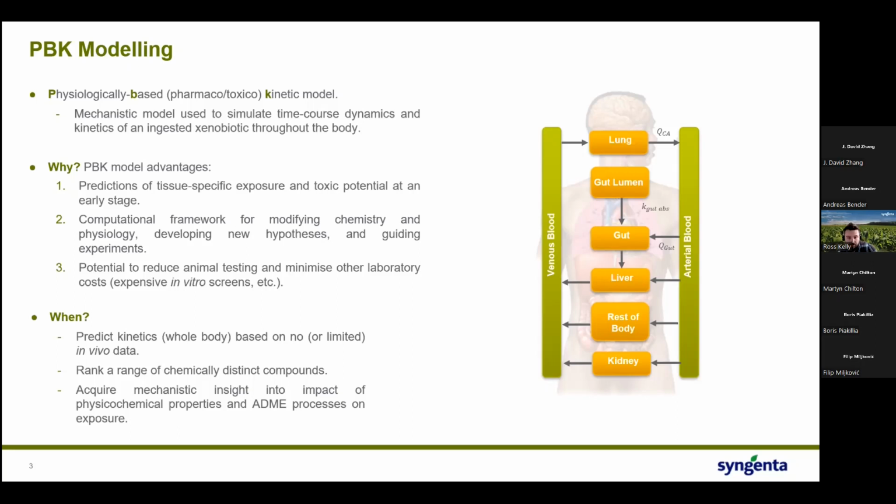So first and foremost, they allow us to make tissue-specific predictions, which is very useful. They also allow us to extrapolate between species, which is useful given that we can't test agrochemicals directly on humans. And they also provide a basis for reduction of animal testing, which has been mentioned a few times today as well. So they can also help us when we have different types of data. So if we have minimal data, we can use them to rank compounds. If we have chemical specific data and ADME data, we can use them to rank compounds.